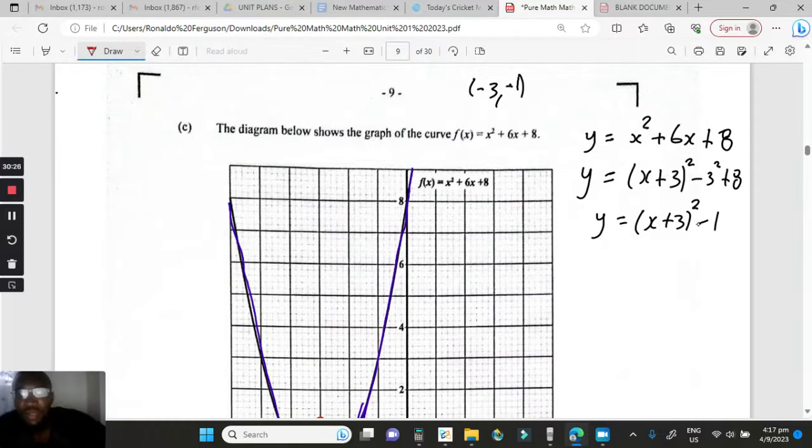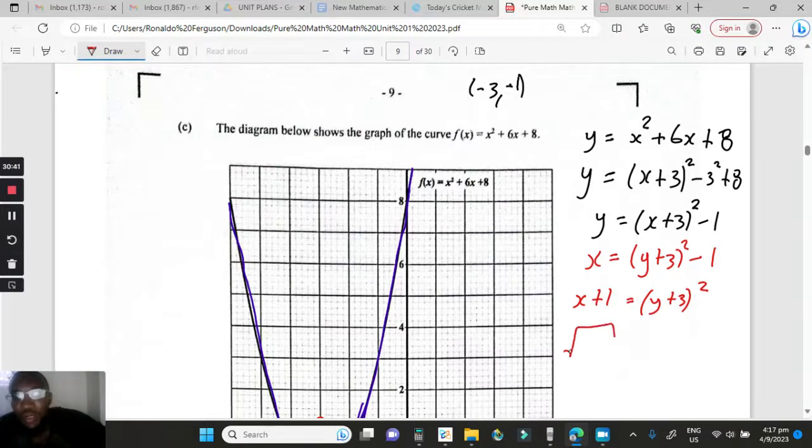Because now all you're going to do is interchange x and y. So x is now y plus 3 squared minus 1. Add 1 to both sides. So x plus 1 equals y plus 3 all squared. Then we square root. So square root of x plus 1 is y plus 3. And then we bring over the 3, so y equals square root of x plus 1 minus 3. This is the inverse function: square root of x plus 1 minus 3.